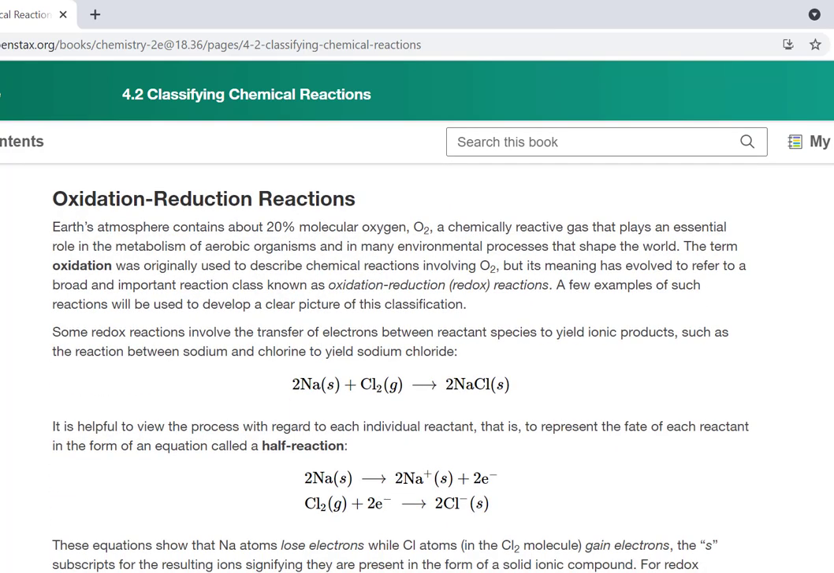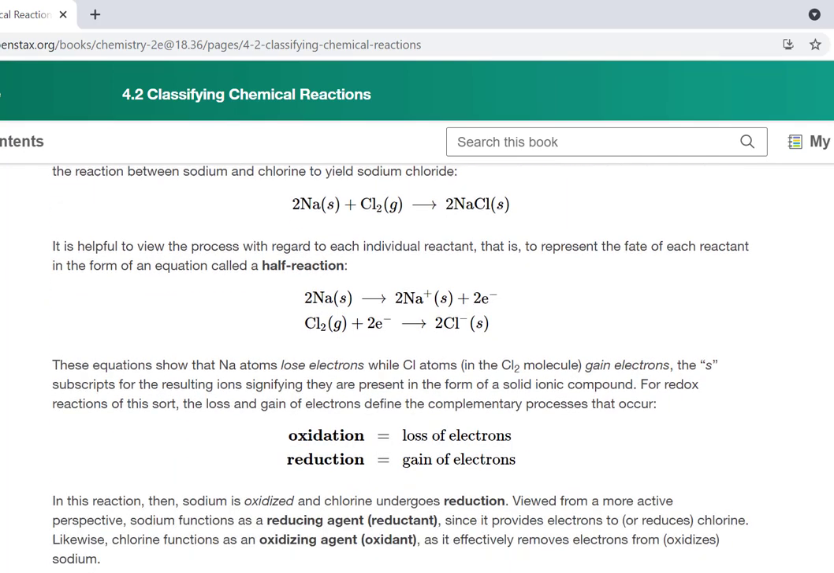Okay, so we're going to talk about oxidation reduction reactions. This is a specific type of reaction that is often very important in chemistry, and it's defined by the transfer of an electron, or transfer of one or more electrons. The term oxidation is a little bit of a misnomer because we've expanded the definition. It was initially just involving oxygen. However, it does not have to involve oxygen in order to be an oxidation reduction reaction.